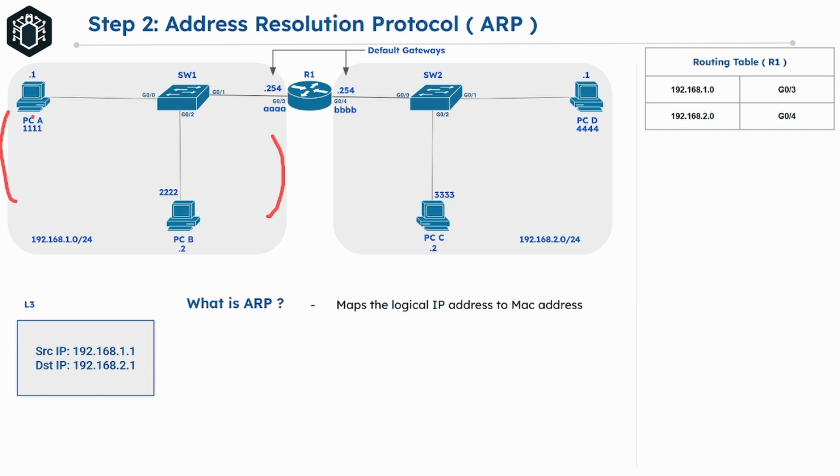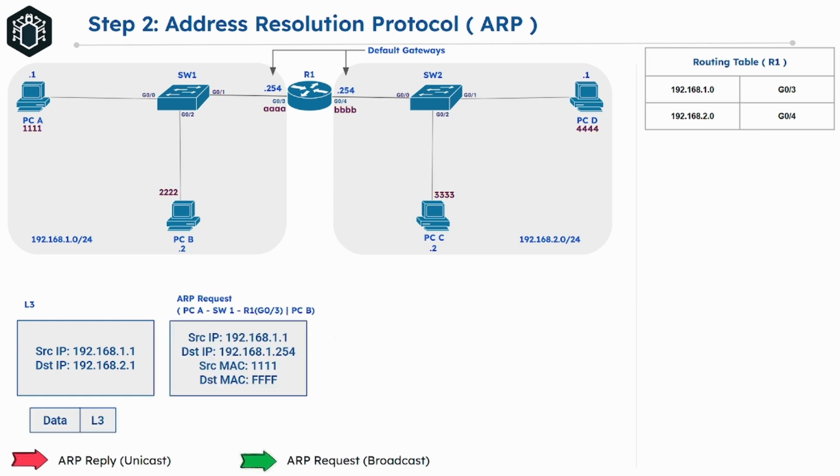So even though PCA knows the IP address of the router, it has no idea what the router's MAC address is. So how does it find that MAC address? Well, by using ARP request, which is a broadcast message, and ARP reply, which is a unicast message. Now, let's look at how this actually works in detail, starting with the ARP request sent by PCA, which contains a few important fields: source IP address, destination IP address, source MAC address, and destination MAC address.